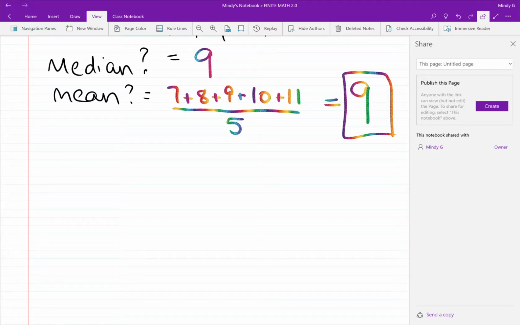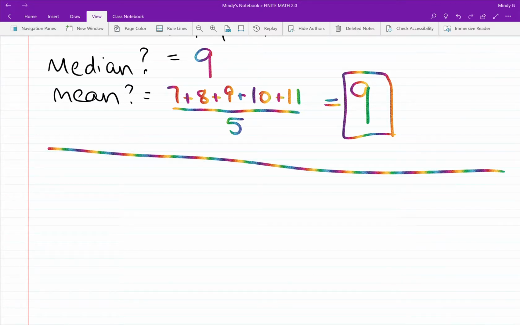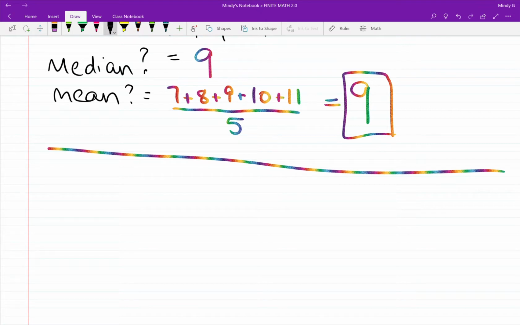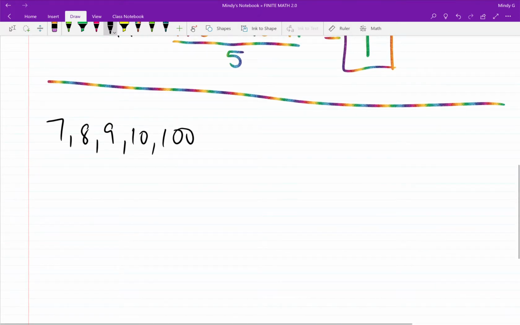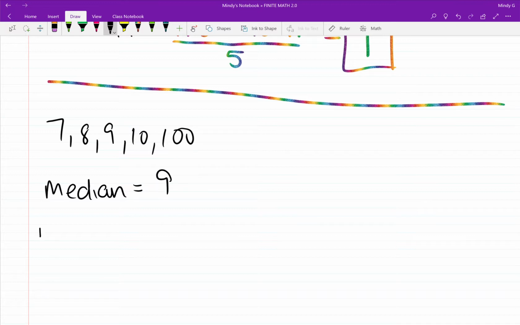Instead of an 11, I threw in a 100. Okay, so what is the median? It's still 9, right? That 100 did not affect the median at all. What's the mode? So 7 plus 8 plus 9 plus 10. There is no mode.